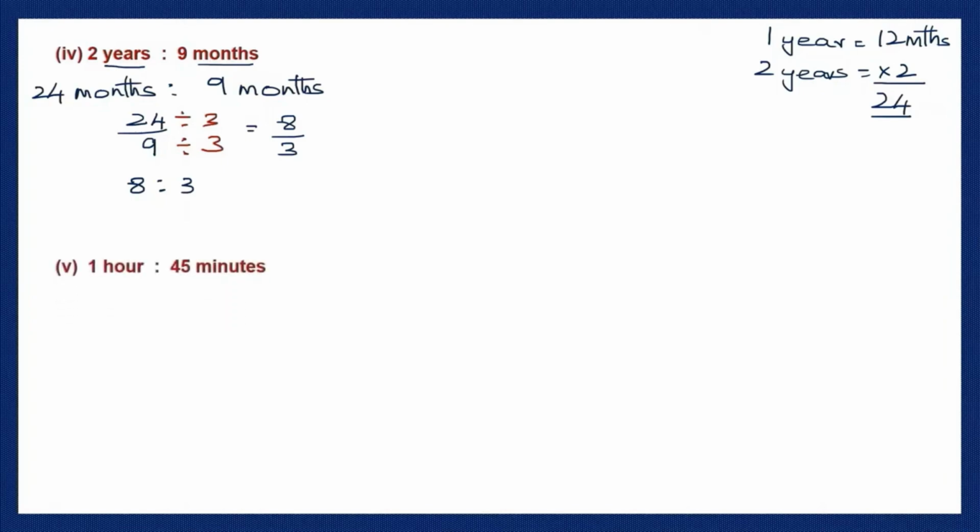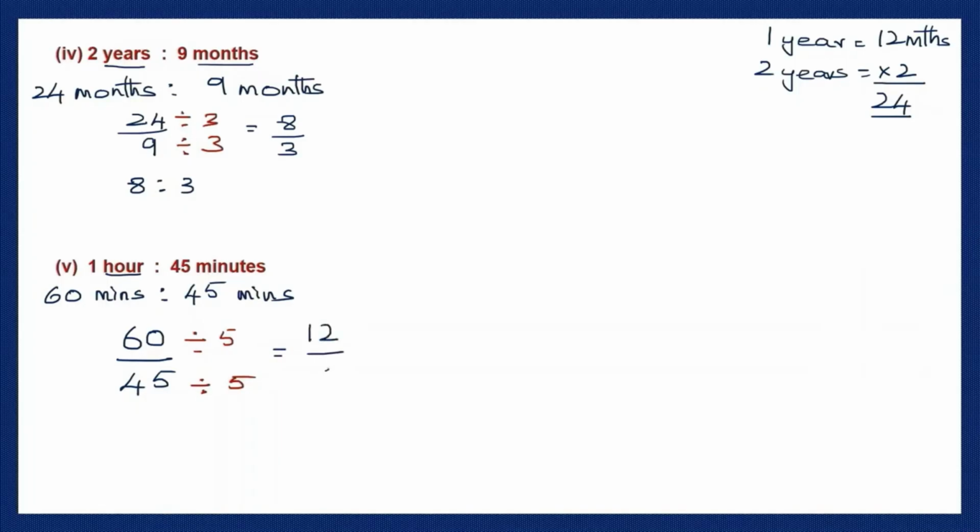Question 5. 1 hour and 45 minutes, which is a greater unit, hour. So in 1 hour, we have 60 minutes, isn't it? So we'll change this to 60 minutes is to 45 minutes. Now we will write it as a fraction, 60 by 45. We'll reduce it to the lowest term by dividing it by 5. So we get 12 fives are 60, isn't it? So 12 and 5 nines are 45.